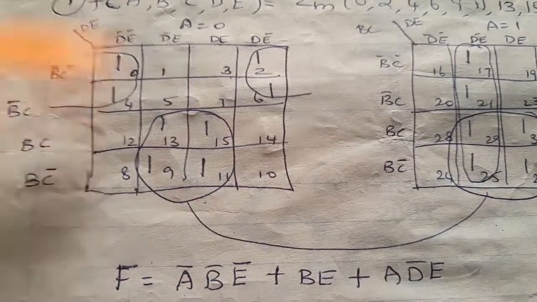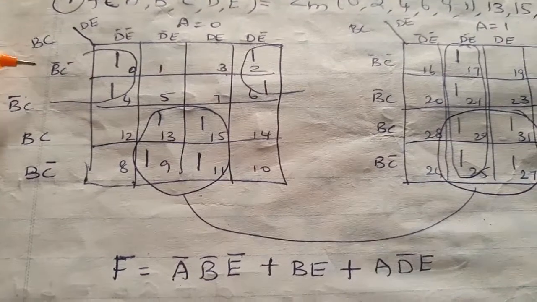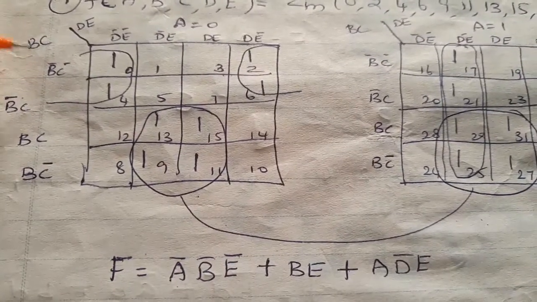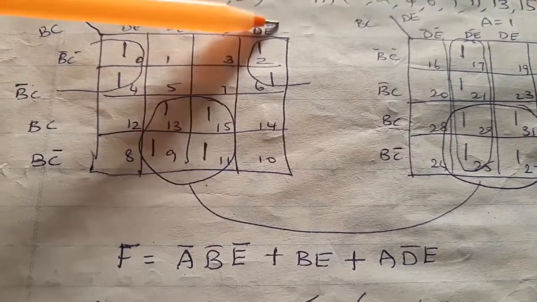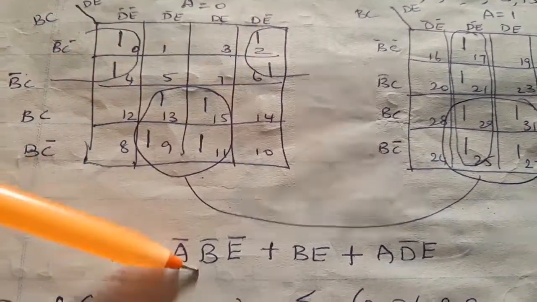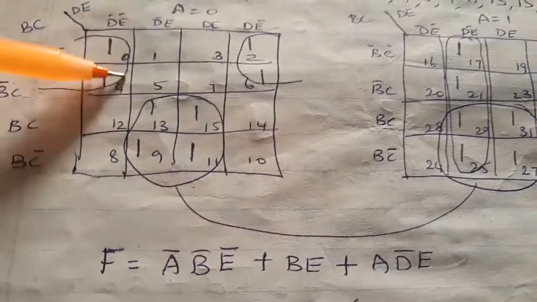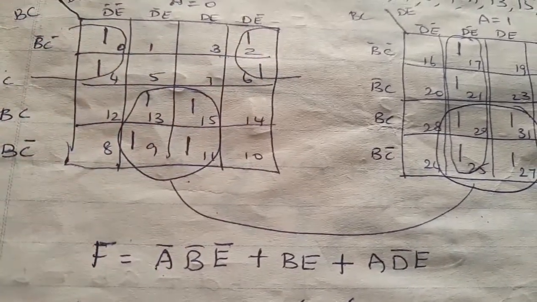So when you come over here, it is A bar, the common is B bar, and another common is E bar. A bar, B bar, E bar. This is for this chord. So totally 3 equations are written. This is how we do a 5 variable mapping. We'll look into one more problem.